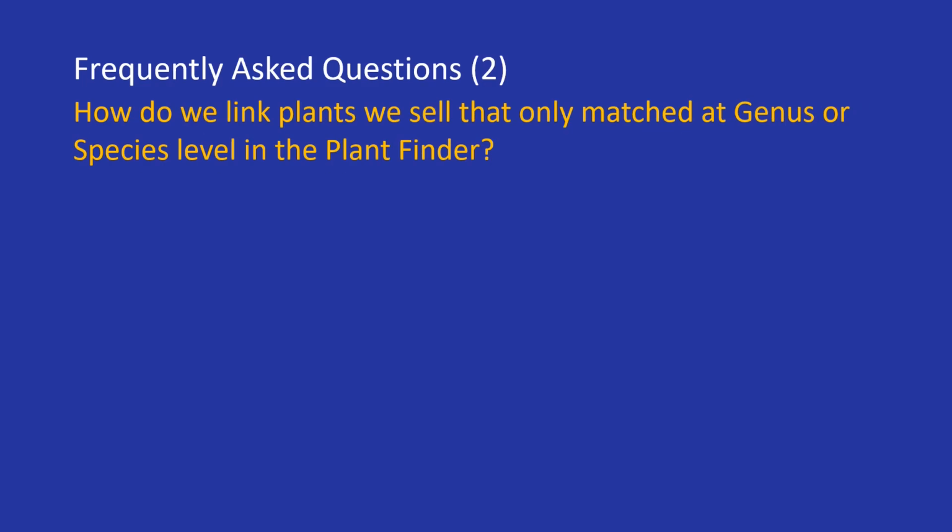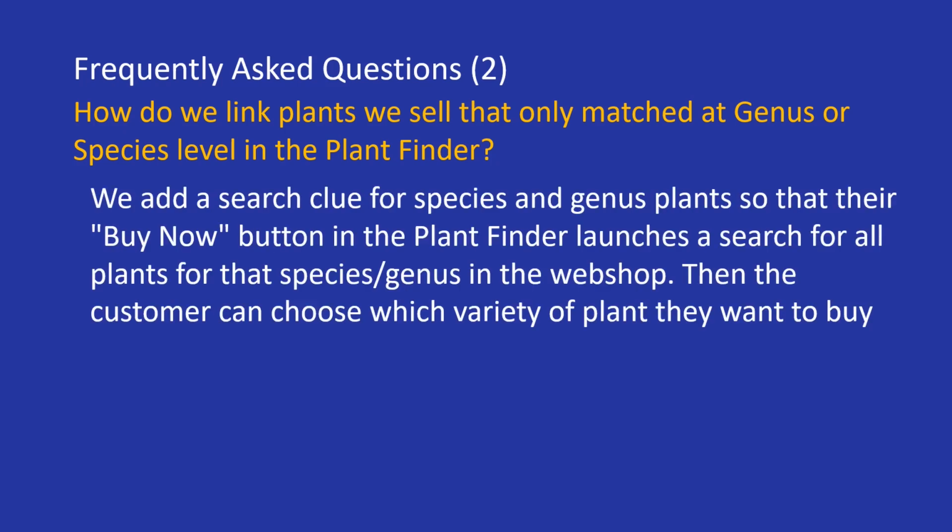How do we link plants we sell that only matched at genus or species level in the plant finder? We add a search clue for species and genus plants so that their Buy Now button in the plant finder launches a search for all plants for that species or genus in the webshop. Then the customer can choose which variety of plant they want to buy.